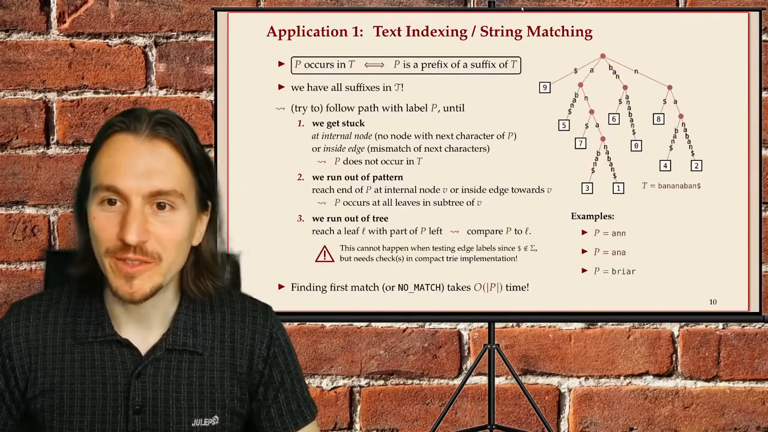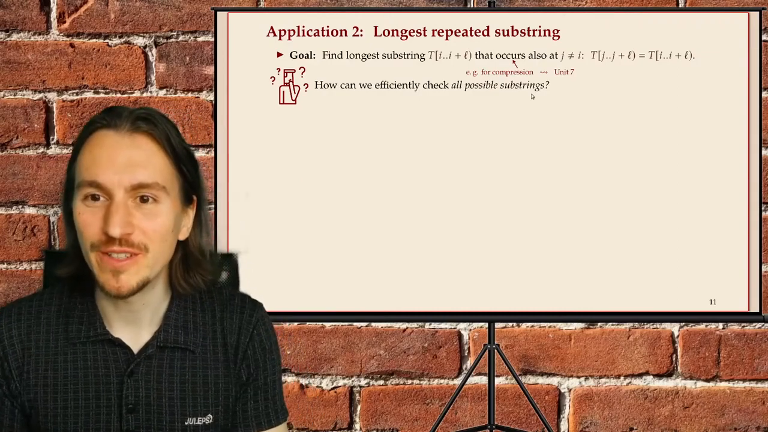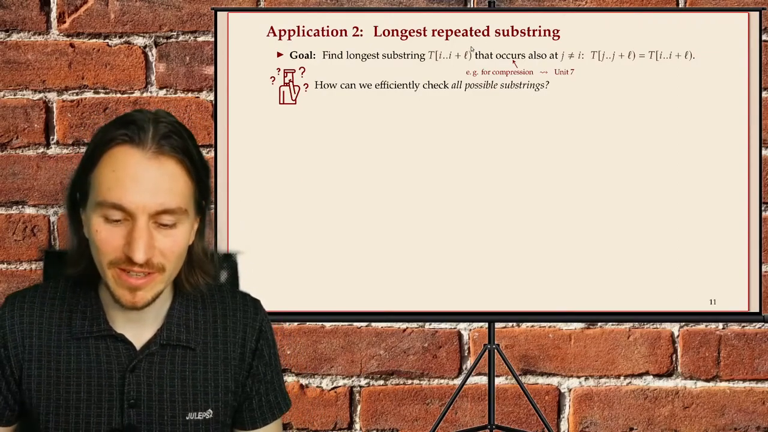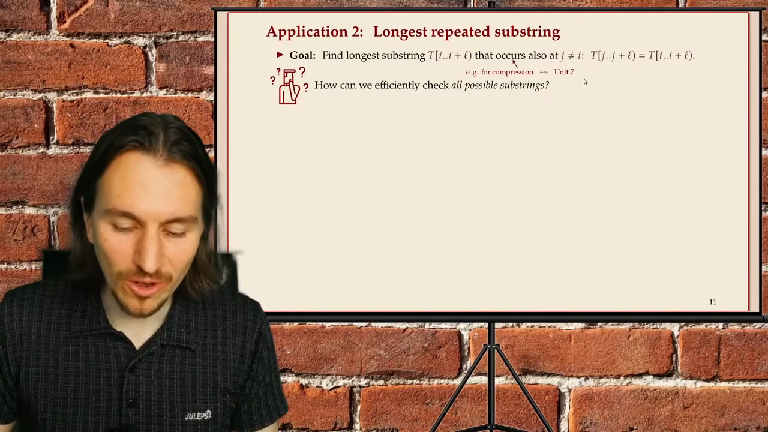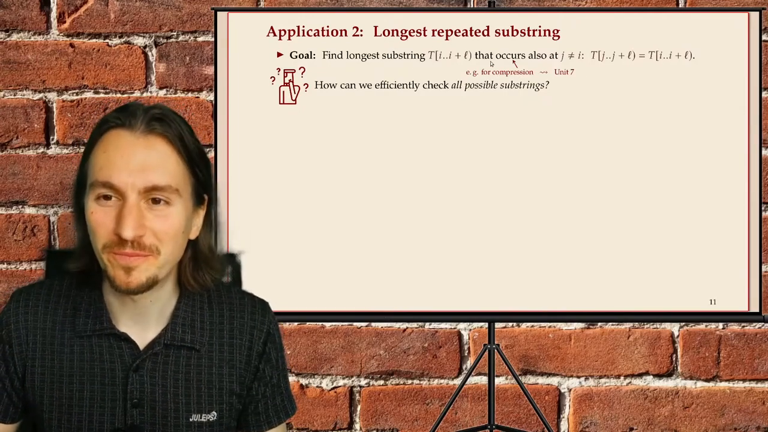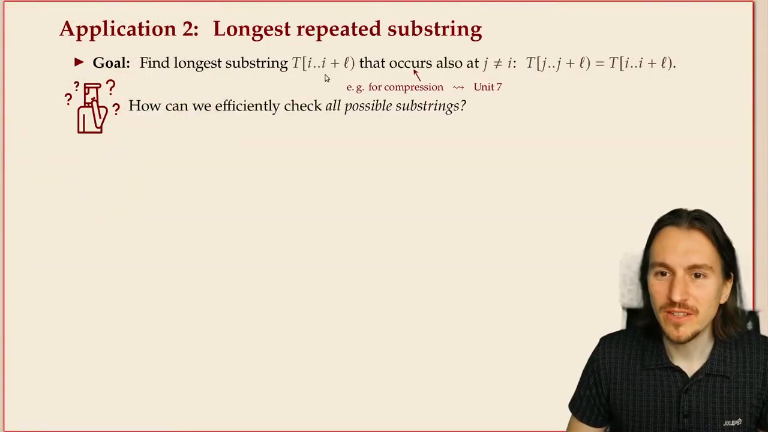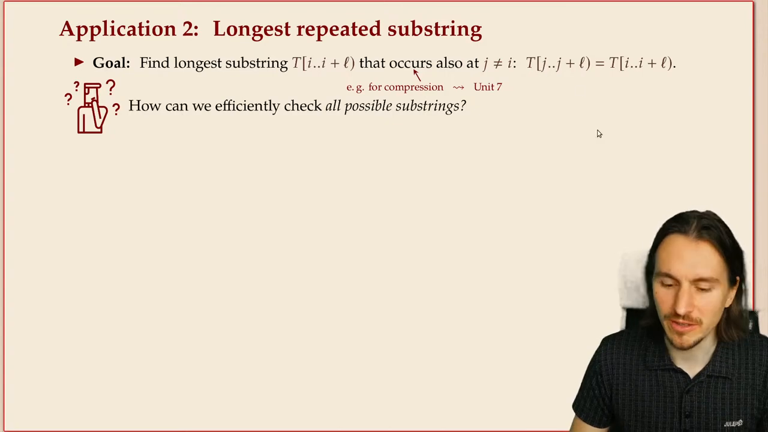That's only one application of suffix trees. We've already seen a second problem, namely, well, this is almost the same. That's the longest repeated substring. So here we're given a single string, T, and we are interested in finding a string that occurs at two different positions. It starts at I and it also starts at J.